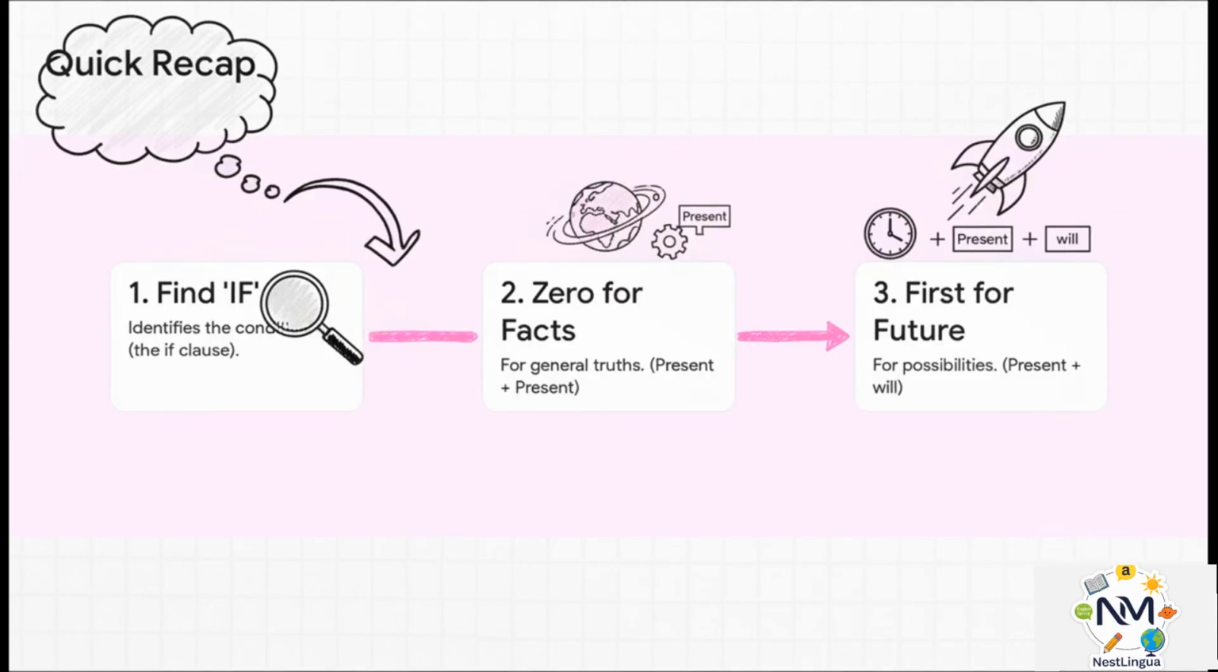So let's just wrap this all up in a neat little package. To get it right every time, just follow these steps. First, find if, so you know your condition. Second, ask yourself, is this a fact? If it is, that's zero conditional, present plus present. Third, if it's a future possibility, that's first conditional, present plus will. That's really all there is to it.